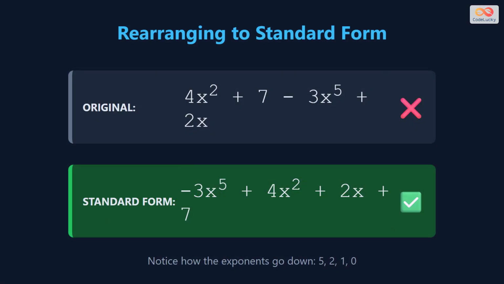Now that we know the degrees, we can put them in the correct order. We found that negative 3x to the 5th had the highest degree, so it goes first. Next is 4x squared, then 2x, and finally the constant, 7. Notice how the exponents now count down: 5, 2, 1, 0. This is the correct standard form.